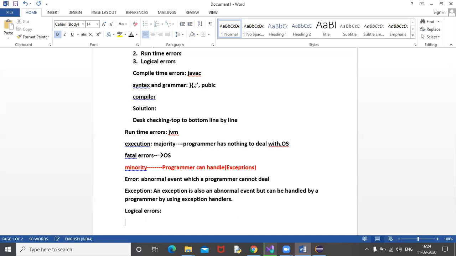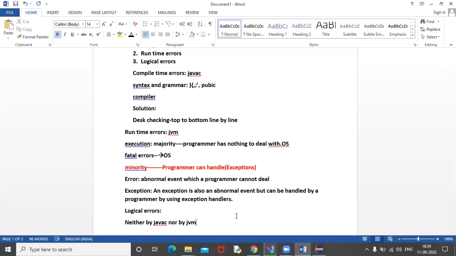So these errors are neither detected by the Javac compiler nor by the JVM. Got it? These errors are neither detected by the Javac compiler nor by the JVM. That's why I used that word. I told you earlier.